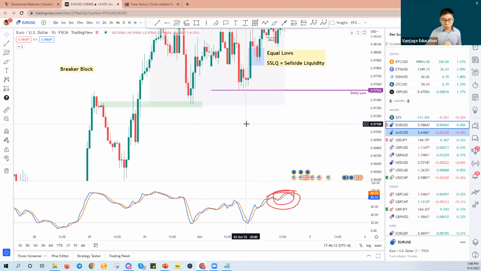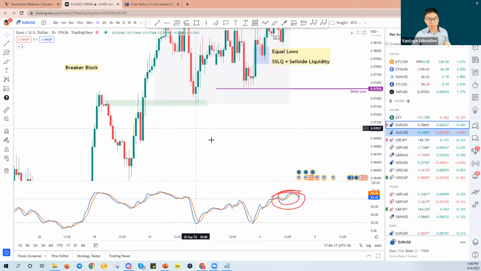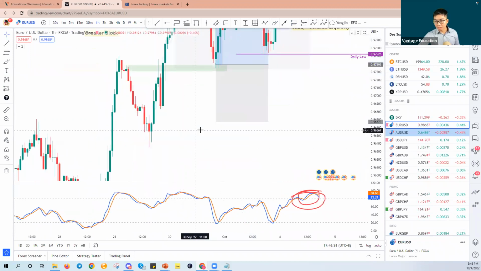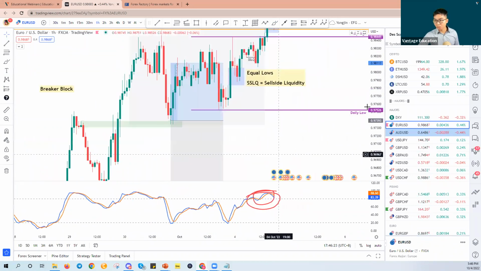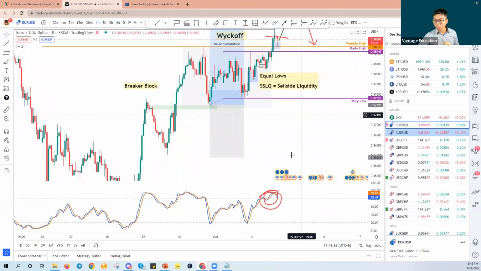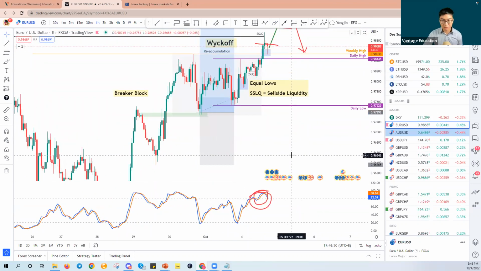But we want more confluence. What we want is confluence. You cannot just rely on, oh, there's a breaker block, I can just buy and hope for the best to the top. No, what we want is confluence.